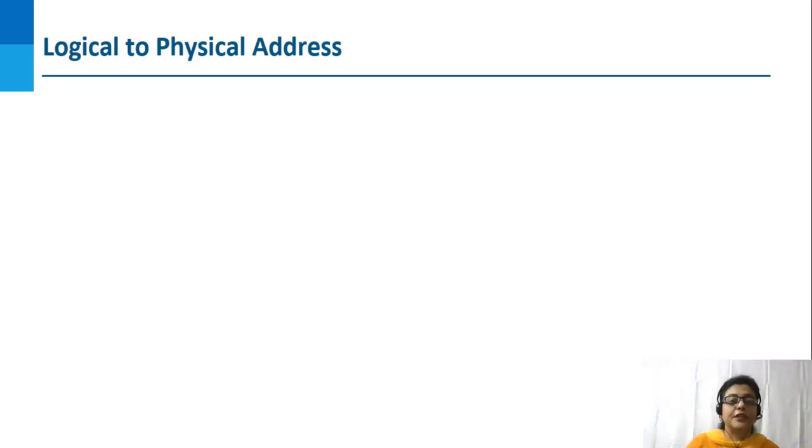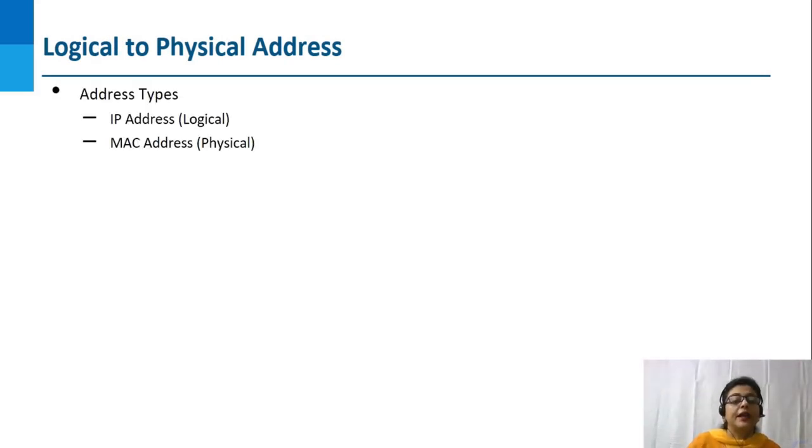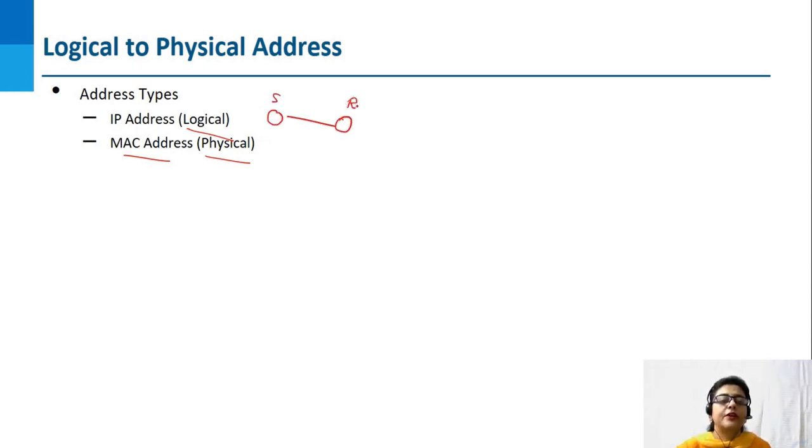What is logical to physical address mapping? The Internet has two types of addresses for its devices. One is called the IP address, which is also called the logical address, and the other one is called the MAC address or the physical address. Many times, in order to transfer a message from the sender to the receiver, the sender knows the IP address of the receiver, but the sender does not know its physical address.